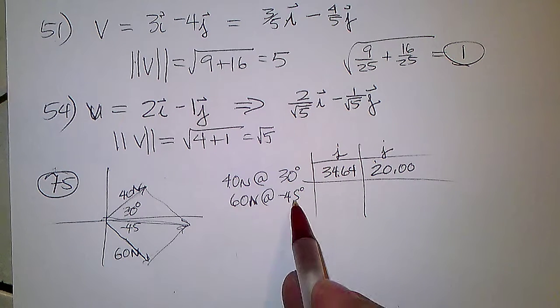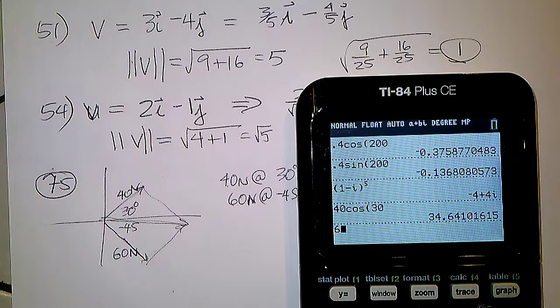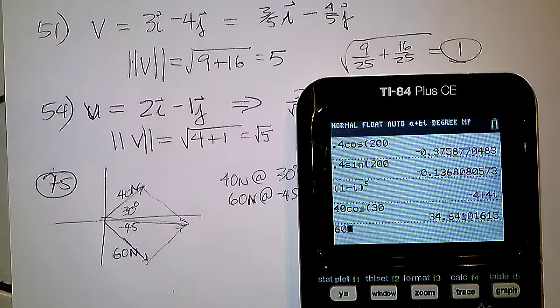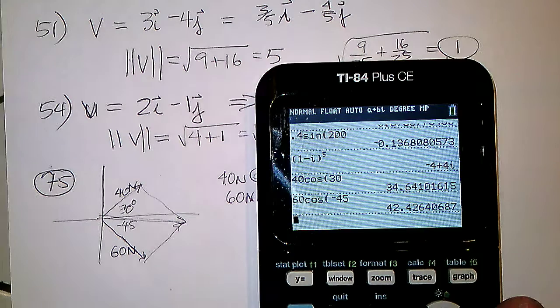And this one, 60, that's going to be both times the square root of 2 over 2. 60 cosine of negative 45 is 42.43.